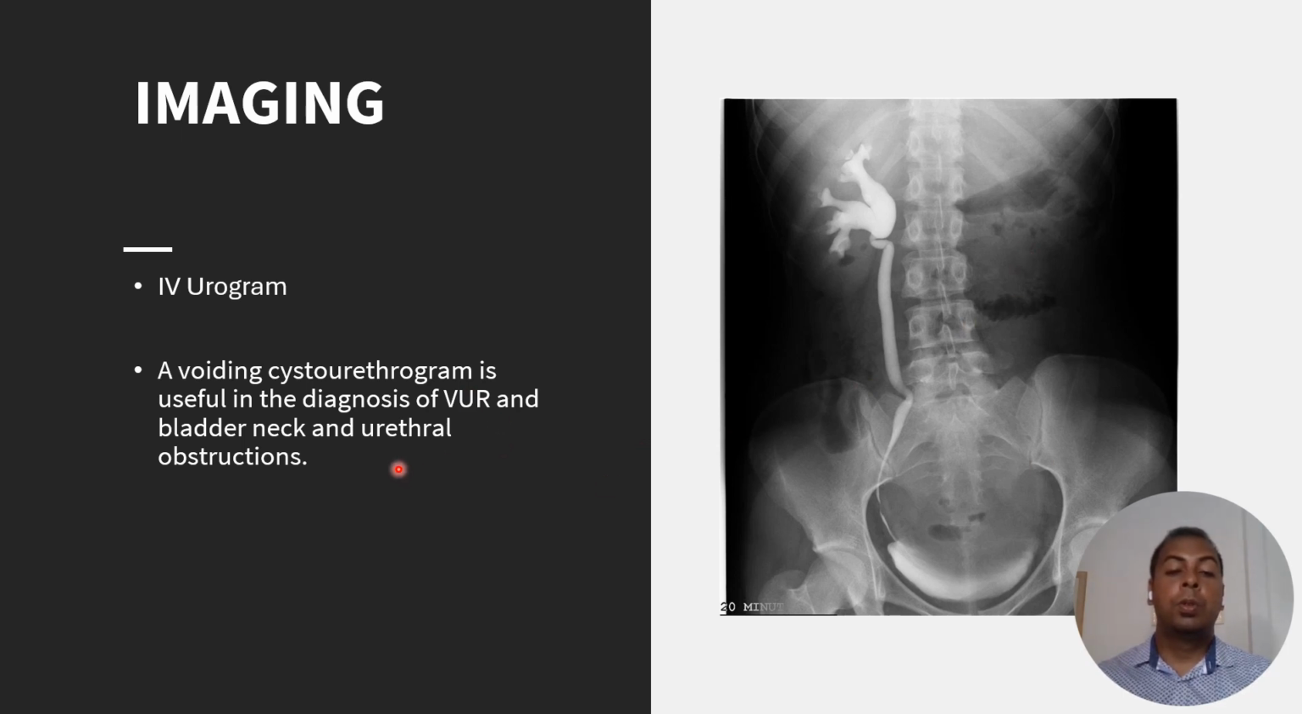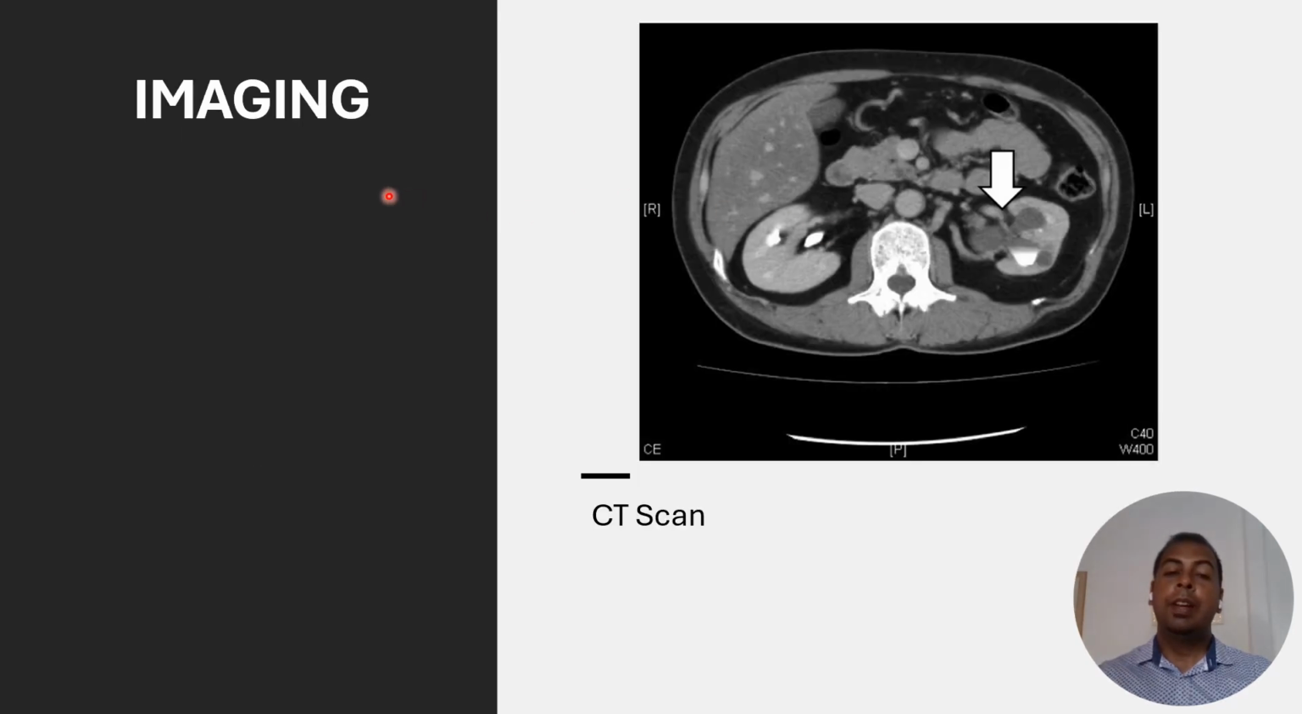It could also diagnose urethral obstructions. If we instill the contrast via the urethra and take an X-ray of the patient's abdomen, we would see that contrast not reaching the bladder, and that would be diagnostic of a urethral obstruction, or it could be a stricture. All right, so another imaging modality we could use is a CT scan.